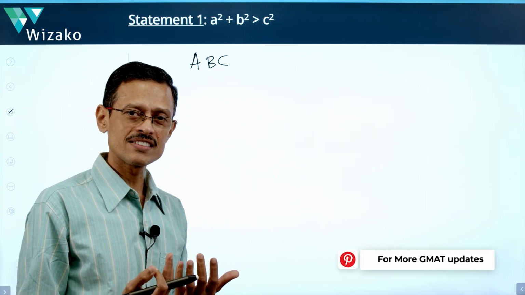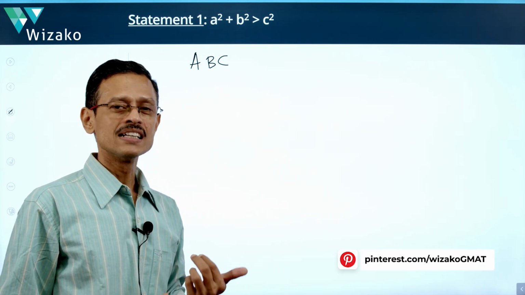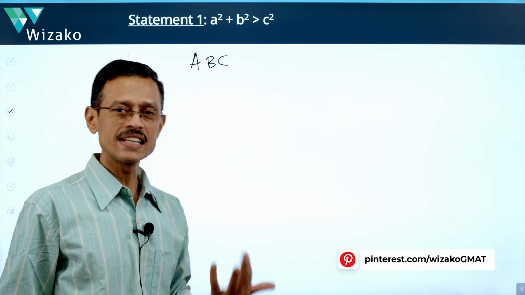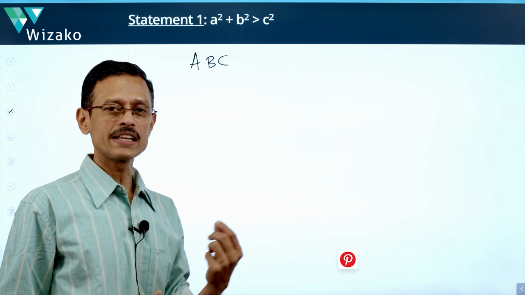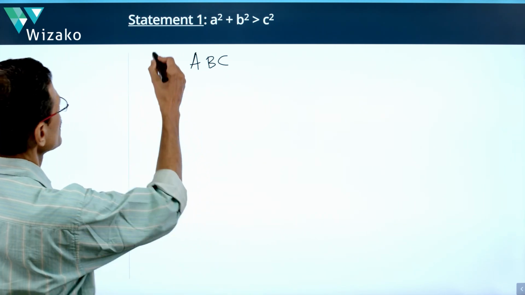If one of the interior angles is greater than 90 degrees, it's an obtuse angle triangle. What is the property of an obtuse angle triangle relating to the sides? If we knew the 3 sides of a triangle, what property will tell us that the given triangle is an obtuse angle triangle? Let's say the 3 sides of a triangle are not ABC.